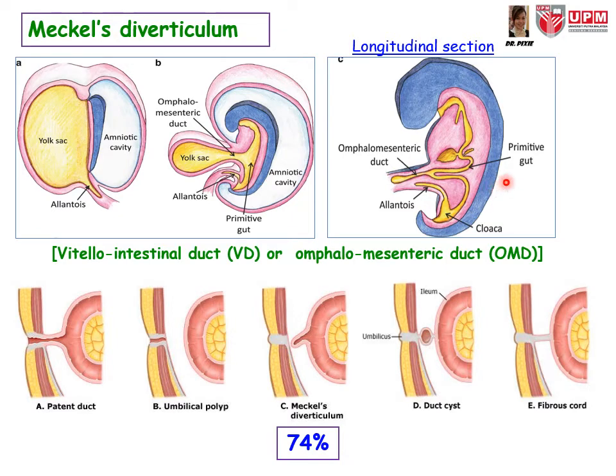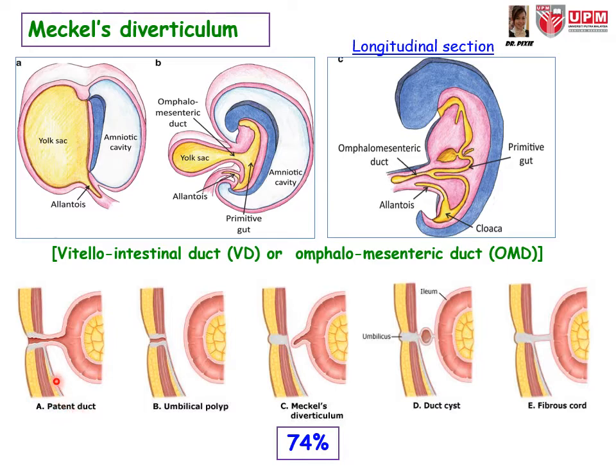By the gestational age of 9th week, the omphalomesenteric duct or the vitelo-intestinal duct usually obliterates. If the duct doesn't close or obliterate, 2 conditions can occur. It could remain as a patent duct. Over here is showing the ileum, and here is the anterior abdominal wall with the umbilicus. If the patent duct persists, this is known as the vitelo-intestinal fistula.